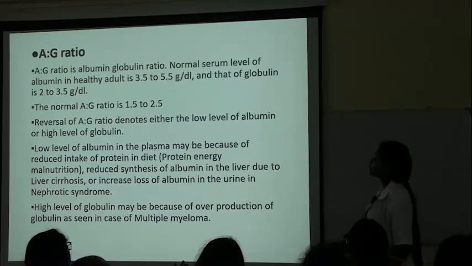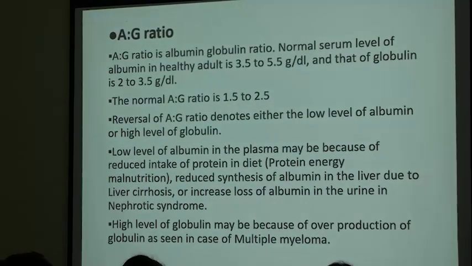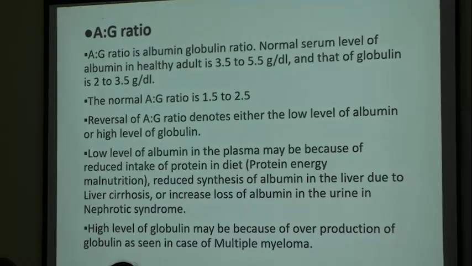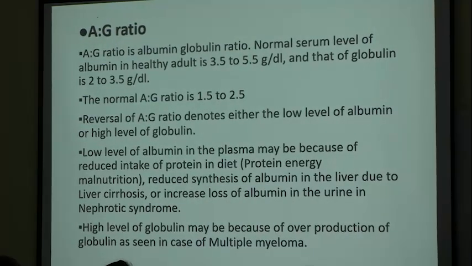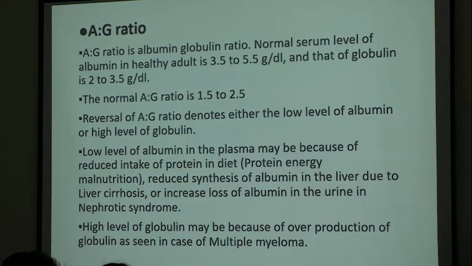And this is albumin and globulin ratio. The normal serum level of albumin in a healthy adult is 3.5 to 5.5 gram per deciliter, and that of globulin is 2 to 3.5 gram per deciliter. The normal albumin globulin ratio is 1.5 to 2.5. And reversal of albumin globulin ratio denotes either a low level of albumin or a high level of globulin.